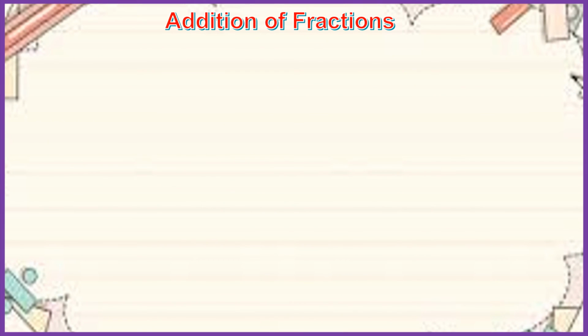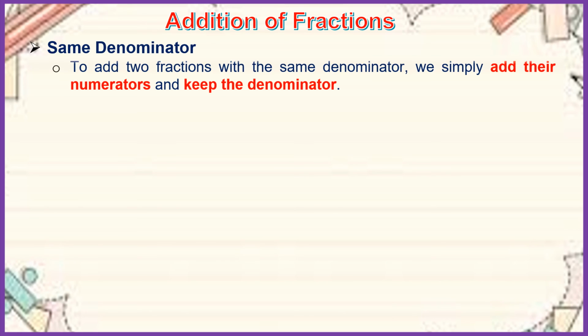Now let us have addition of fractions. So there are two rules to be followed. First, same denominator. So to add two fractions with the same denominator, we simply add their numerators and keep the denominator. So suppose we have 1/5 plus 2/5. So we will be adding 1 plus 2 and then keep the denominator, which is equal to 5. So the result would be 3 over 5.